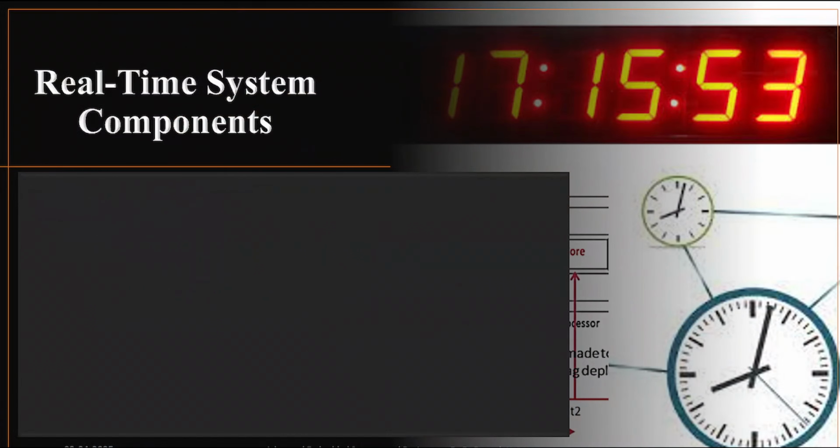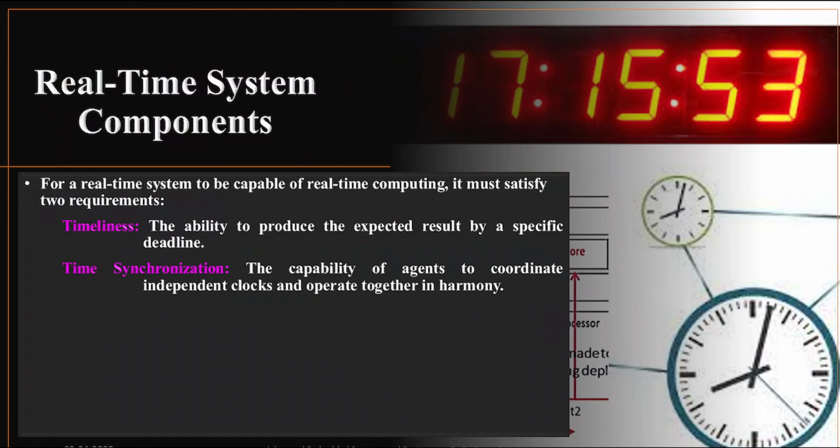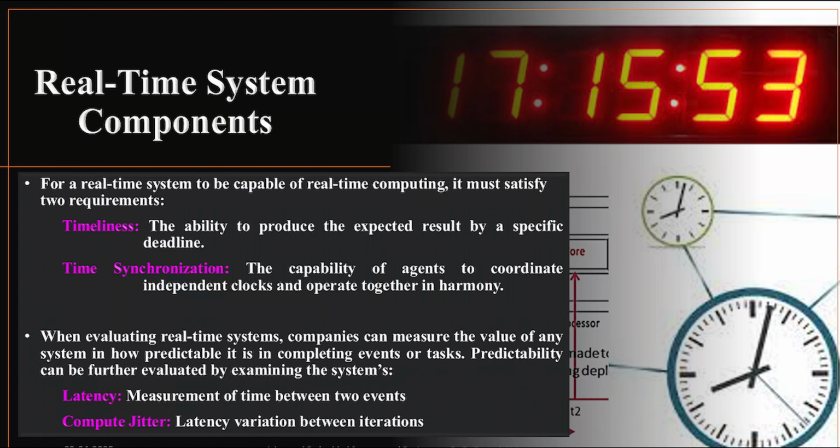To design a real-time system, we have to keep in mind some components. For example, every real-time system shall have timeliness output. It means whenever we are designing something, we have to get the output in a particular time, or we can say the ability to produce an expected result by a specific deadline.